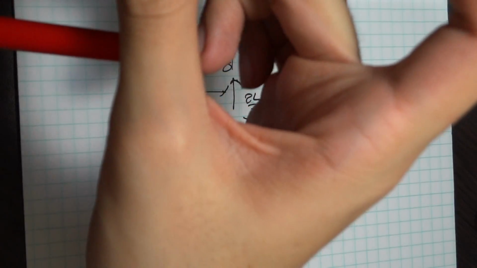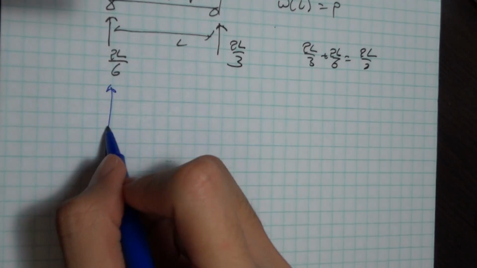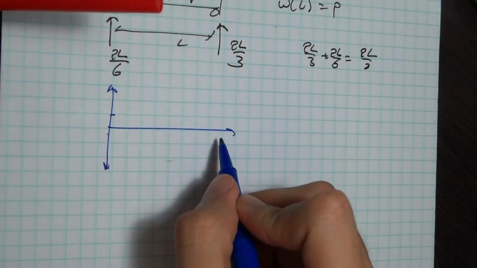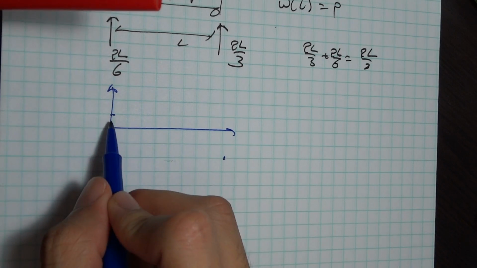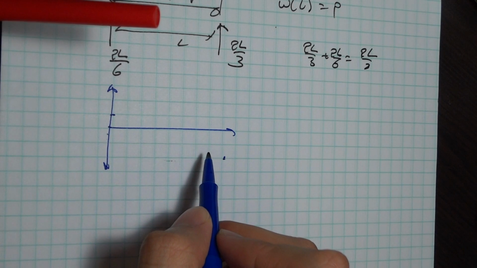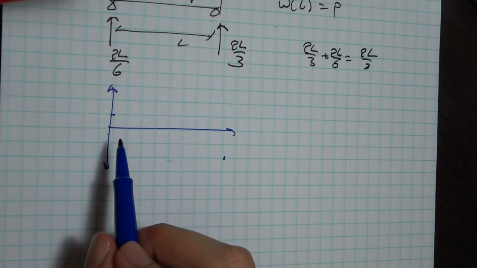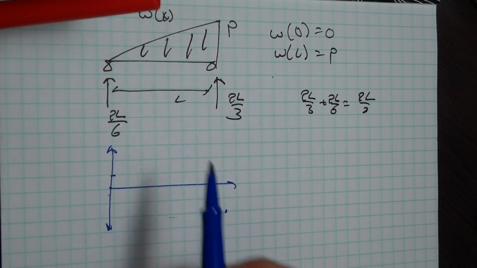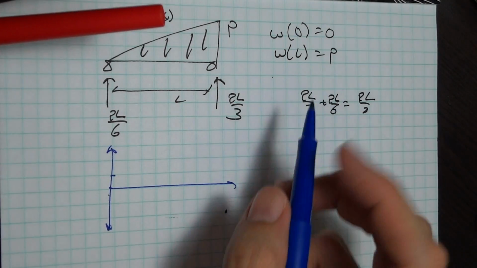As usual, let's draw the key points. Let's look at our shear diagram. We go up by PL over 6 here. We go down by PL over 3 here. I'm trying to keep this to scale. So this is 1 point up, this is 2 points down, because this one is twice the magnitude of this one. You go up here, and remember when you're going from right to left, you do the opposite, so you go down here.